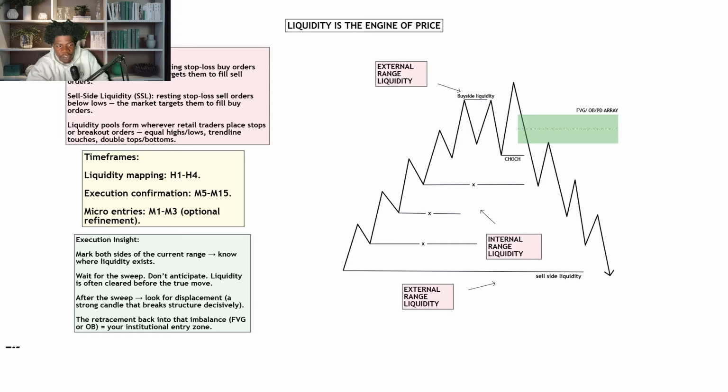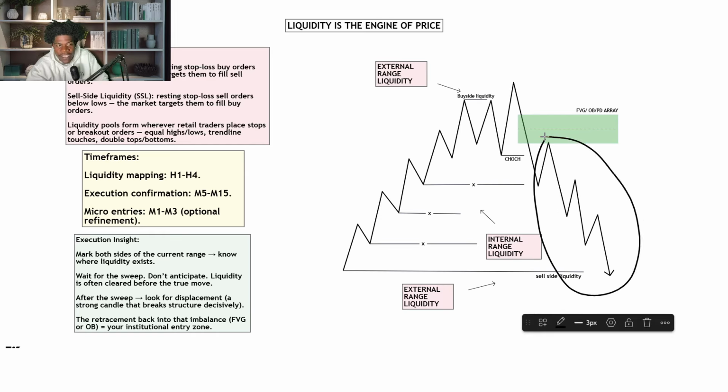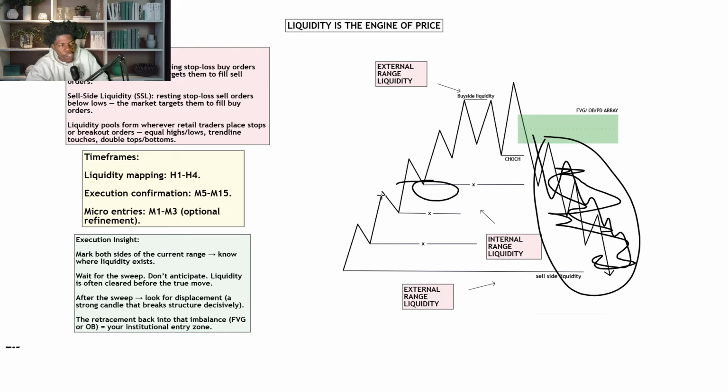So always the first thing you should do, before you even start looking for the distribution move, because this right here is already the ending of the move. This is the ending of the move. Before price even forms this, I'm just gonna mark this right here. Make sure you mark out your buy side liquidity points, your internal range liquidity lows, and possibly consolidation ranges.